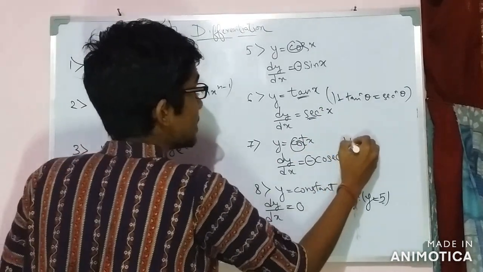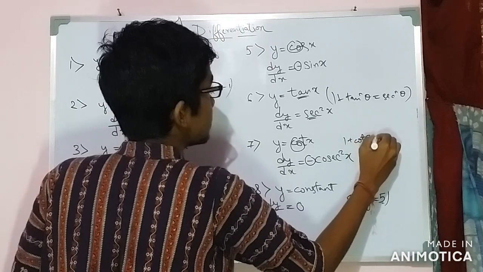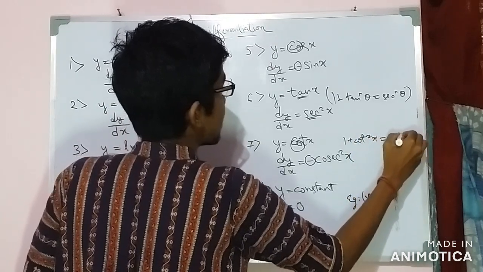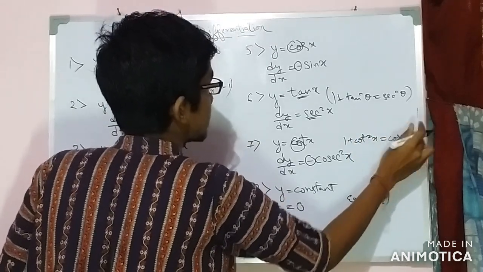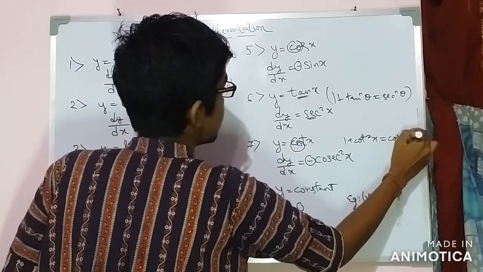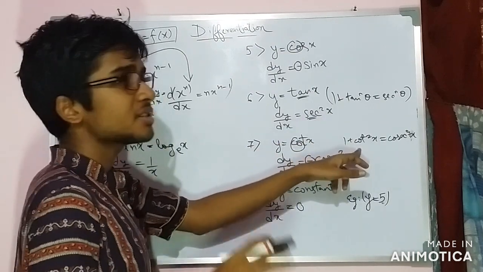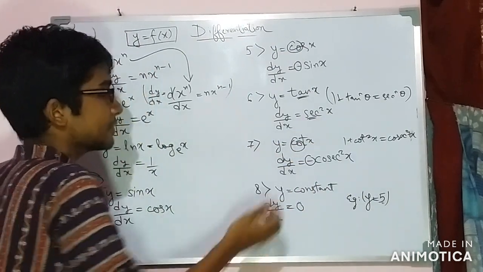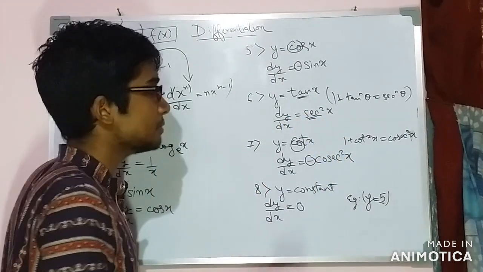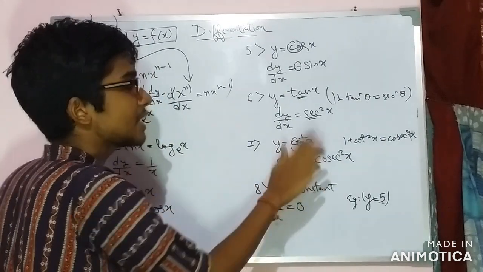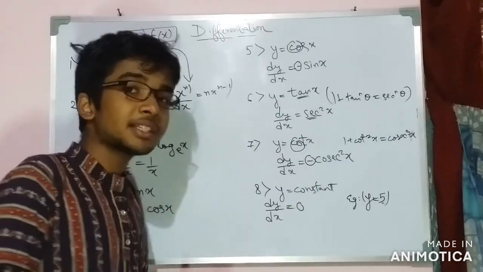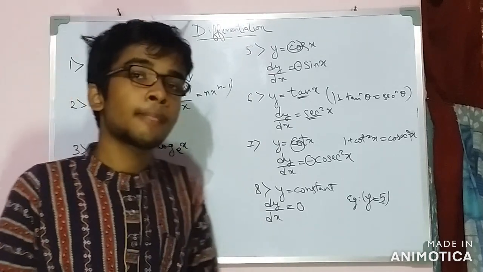Similarly, you know that 1 plus cot square x is equal to cosec square x, right? This expression also you know. So from these two expressions, it's just a way to remember, right? That if cot x is there, cosec square x will come, and if co is there, negative will come, right? So this was basically the formulas for differentiation.